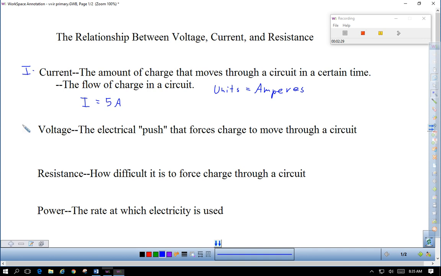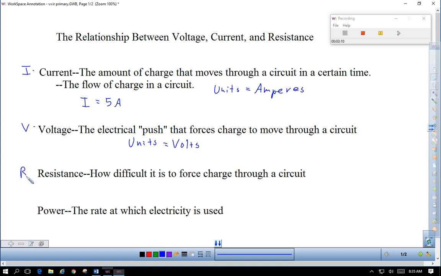Voltage, the symbol for voltage is a V, and the units are volts. The symbol for volts is a V. And so voltage is one of those few things where everything starts with the same letter and matches all the way across. So that's kind of nice.